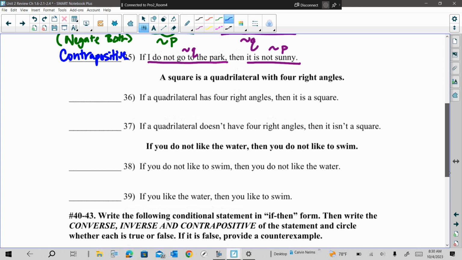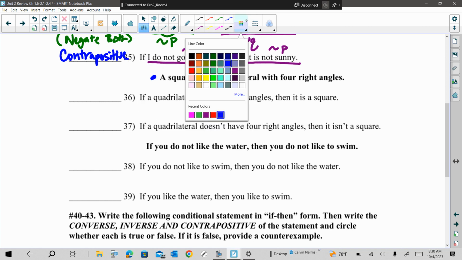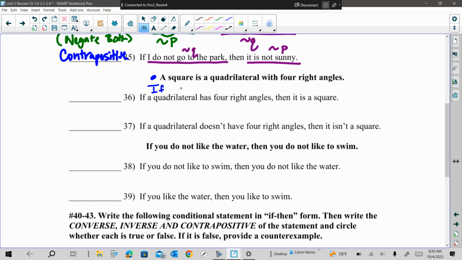On 37 and 39, they have it in if-then. But you might have to change it, because this is my statement: a square is a quadrilateral with 4 right angles. You might need to change it to if-then. If a quadrilateral is a square, I think we did this one in our notes, then it has 4 right angles.